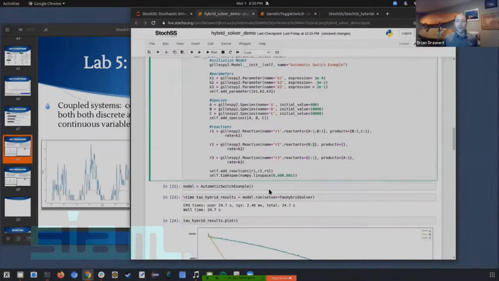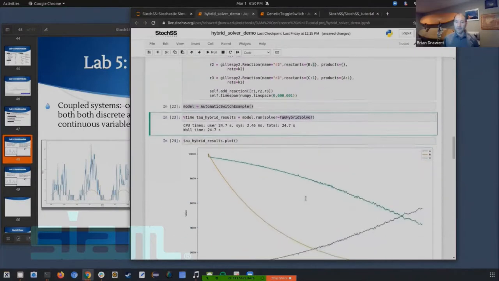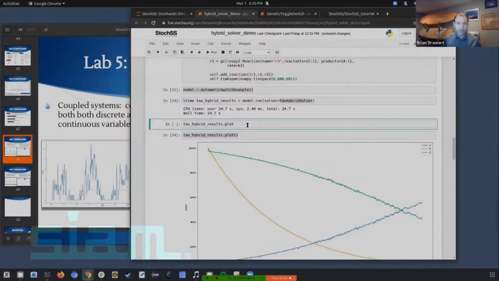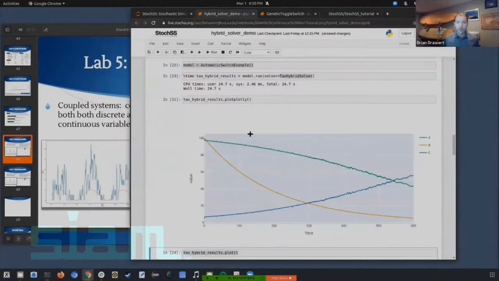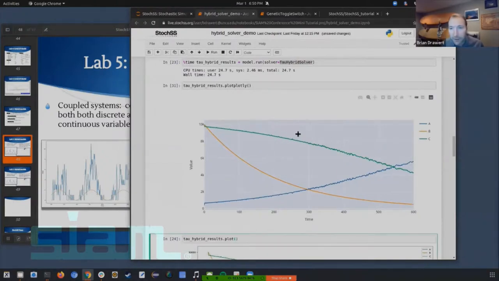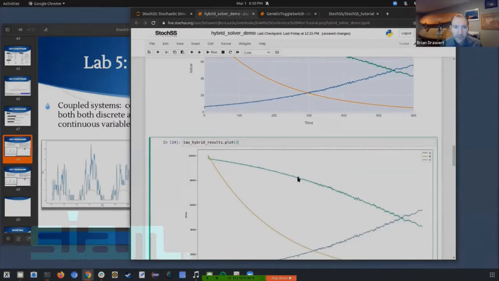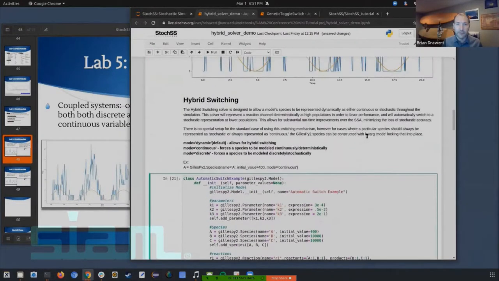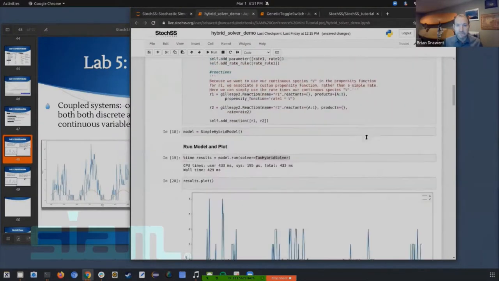This particular setup here, I make the model, I run the model, and I specify my solver using the tau hybrid solver. And then you can see here, plot. Okay, perfect. So this is the matplotlib plotting. This is the plotly plotting. And let's see. Looks like we didn't switch here. So I don't know what happened. I have to investigate this and get back to you. Apologize for that.